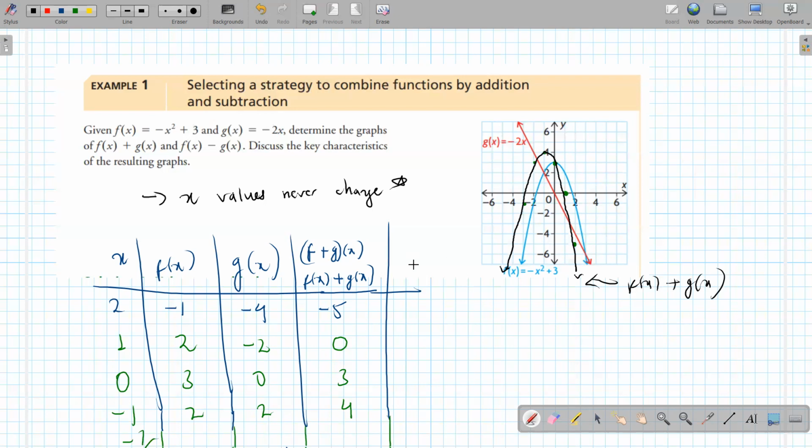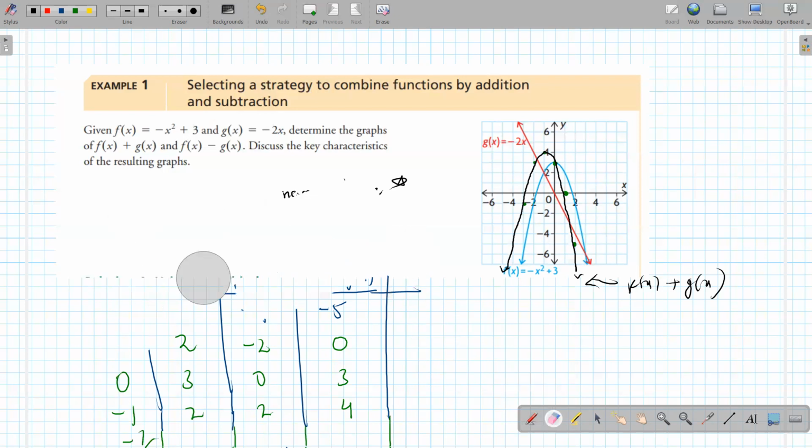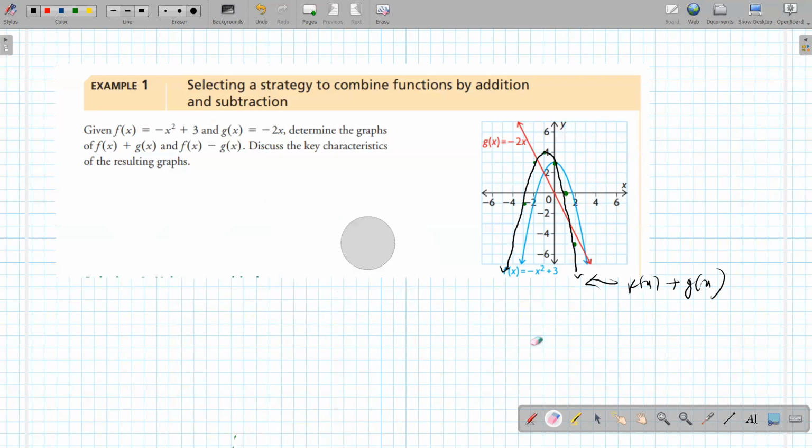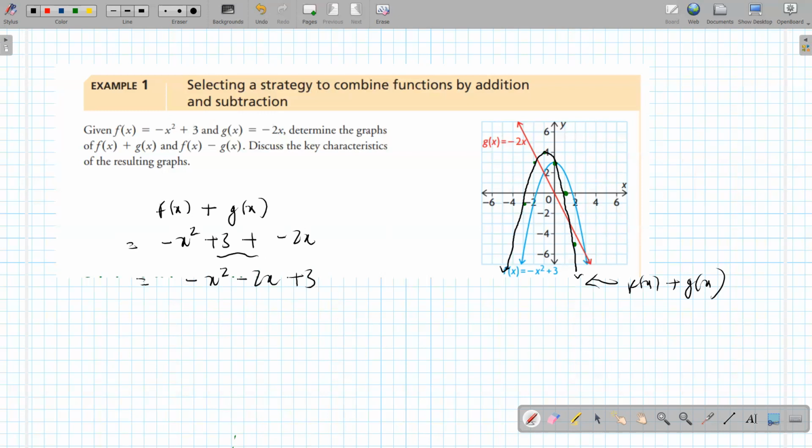Now, this is doing it graphically, right? What if we wanted to do this algebraically? It's very simple. It's pretty much the same thing we just did, but we're just going to add up x's. So if you want to do this algebraically, all you do is you take your f of x and then you add it with your g of x. F of x is negative x squared plus 3. G of x is negative 2x. If you combine this, you're going to get negative x squared minus 2x plus 3. And this is the equation for this black curve. This is doing it algebraically.